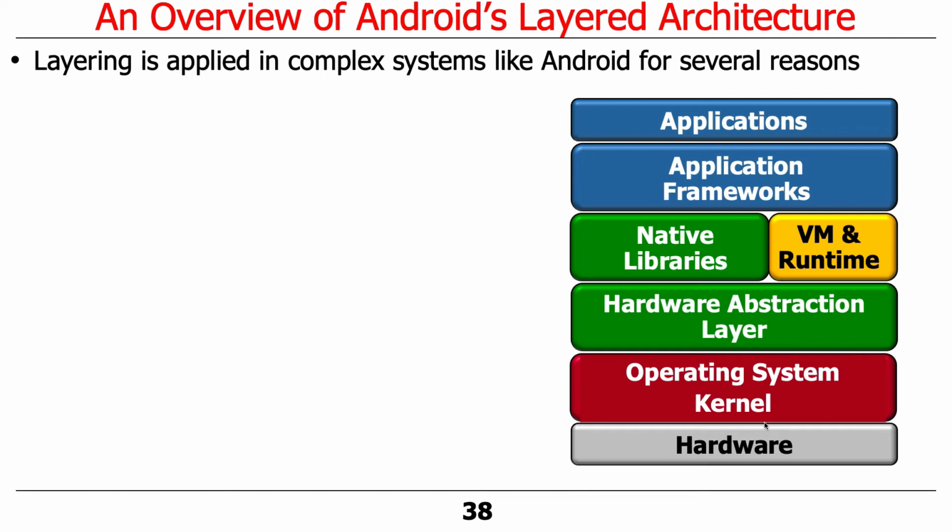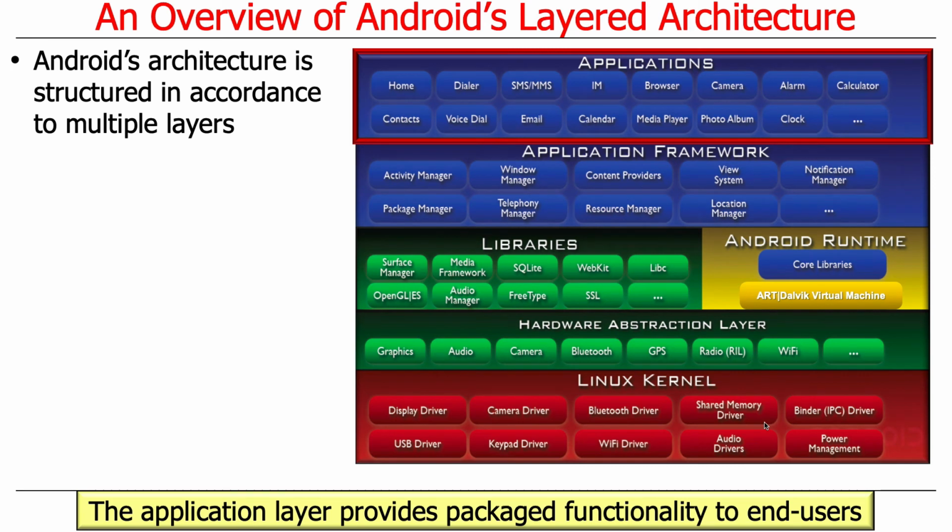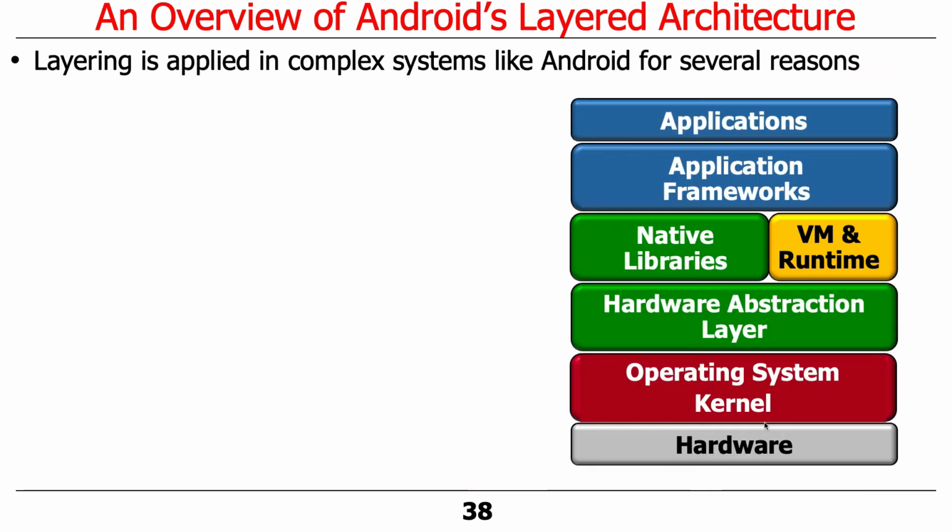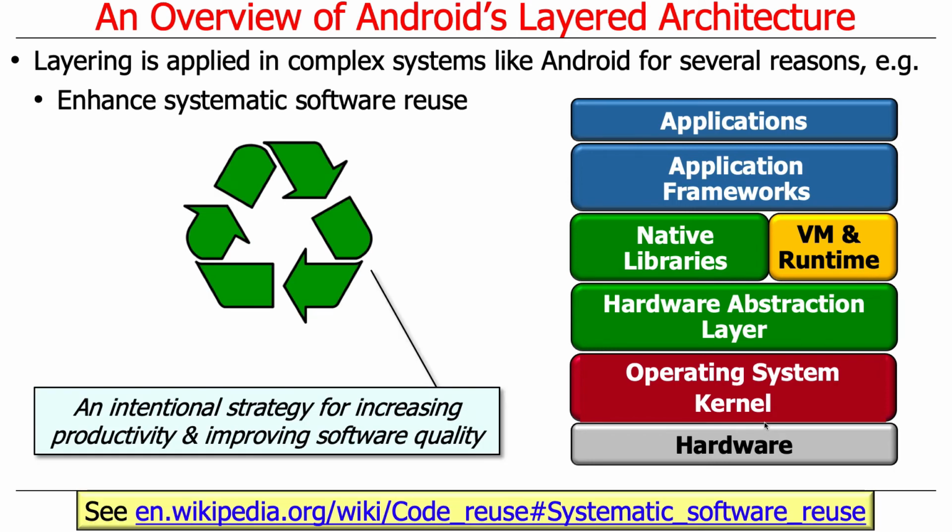So why do we use layering in complex systems like Android, right? So here's a more abstracted view of Android. This view here that we see, that's the official, or one of the official views of Android layers. Here's a more abstracted view that really is focusing on the layers more than the details of what's in the layers. So there's a couple of reasons.